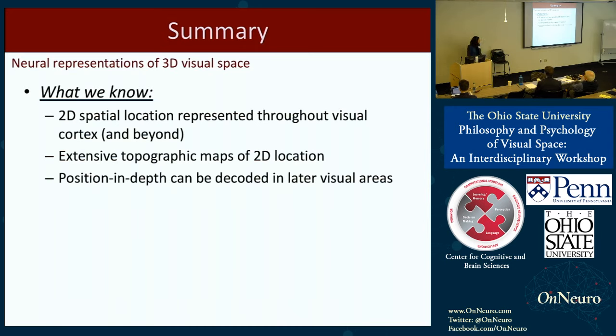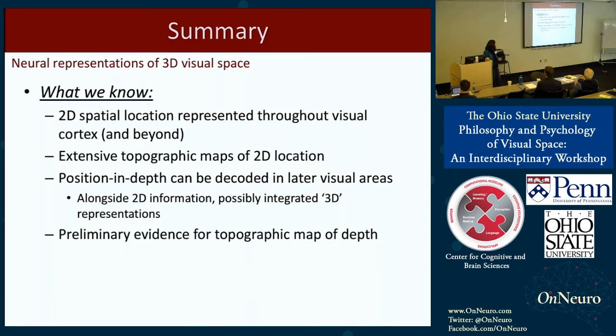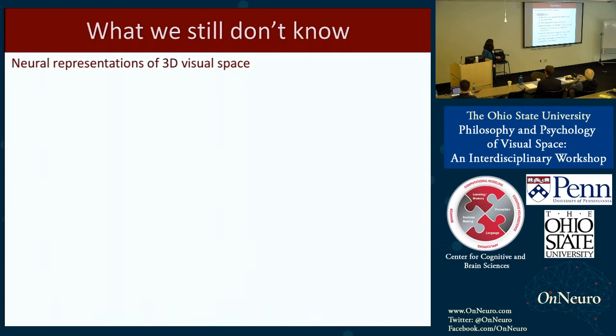What I've shown you now in the first part is that position and depth can be decoded in many of these later visual areas, and in the same areas where we have this known 2D information, so forming these possibly integrated 3D representations. We also have preliminary evidence for a topographic map of depth, but it's weaker, smaller, and less consistent than what we see for the 2D maps. And what I glossed over, but what probably many of you have known or studied before, is that in a number of situations, depth might also have weaker influences on visual perception than 2D location.